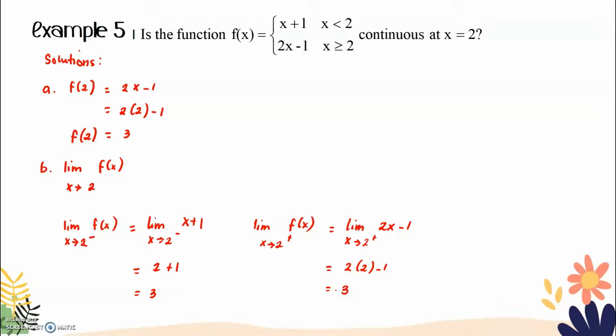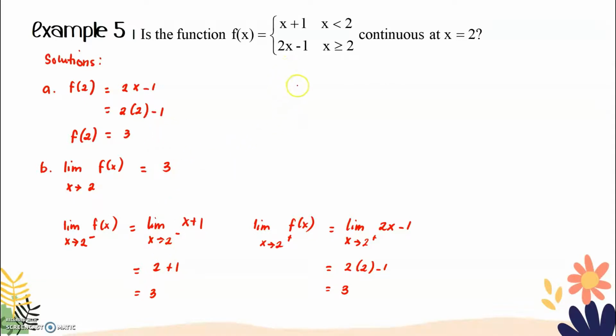Now we learned previously that when the left-hand limit and right-hand limit are equal, then the limit from both sides exists. So, going back to our second condition, the limit of f of x as x approaches 2 from both sides is equal to 3.